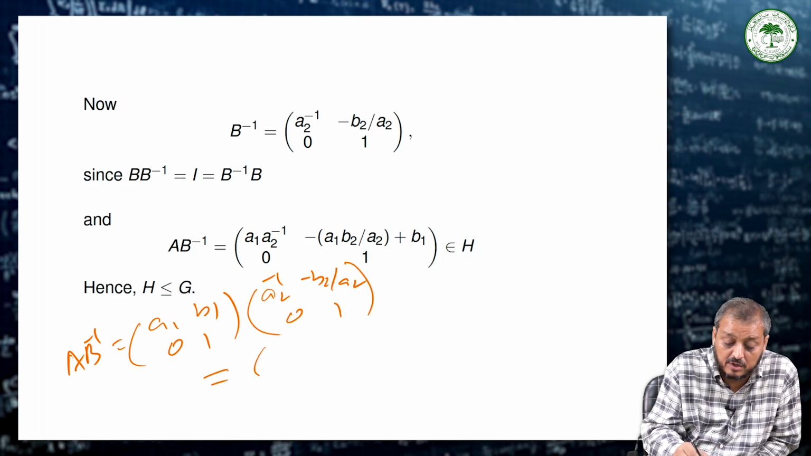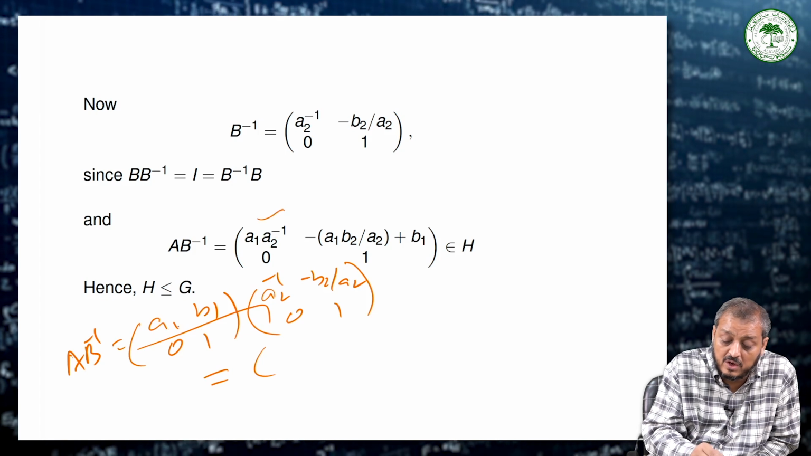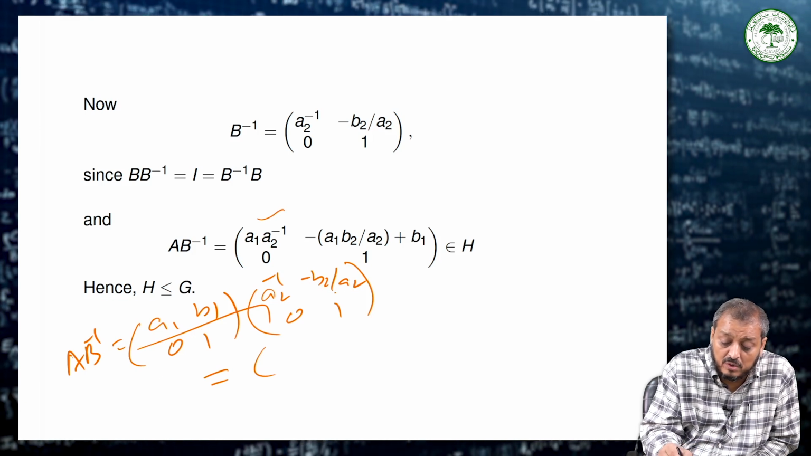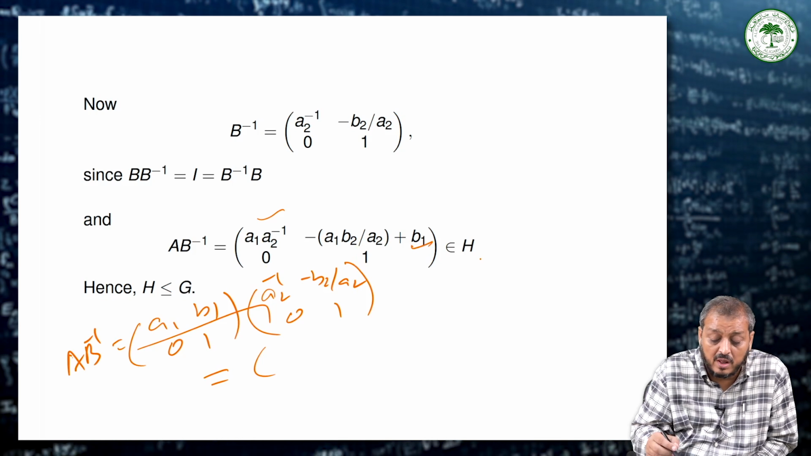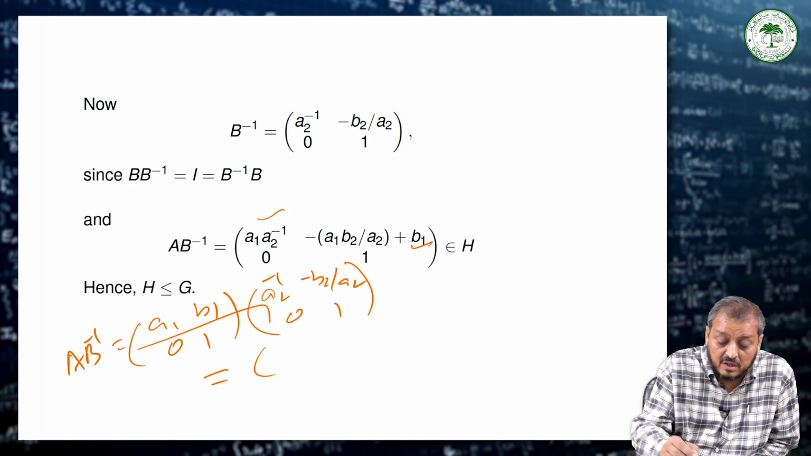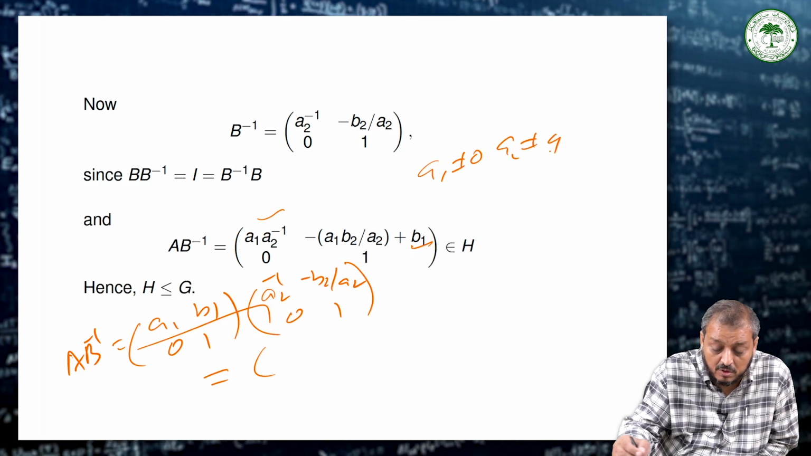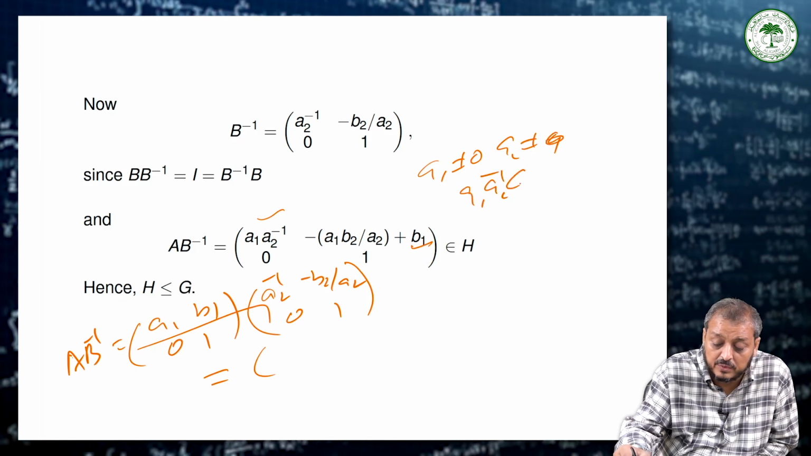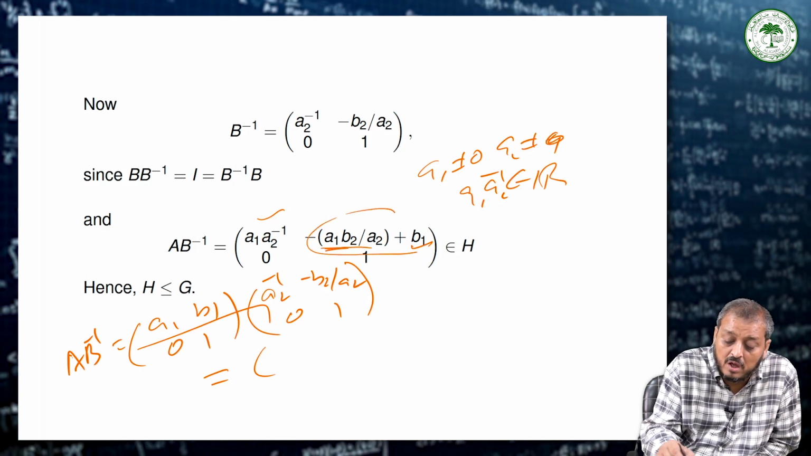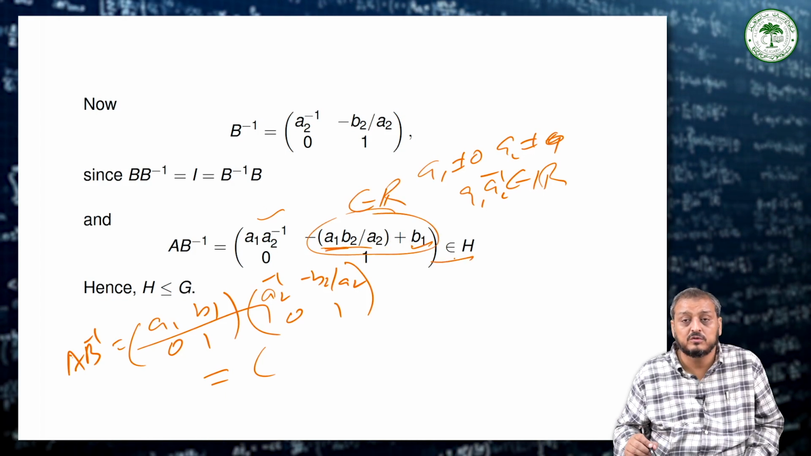Then if you take the product of these, clearly it is equal to this form: A1 A2 inverse, then minus A1 B2 upon A2 plus B1, and 0 and 1. Now clearly you can see that A1 is not equal to 0 and A2 is not equal to 0. So clearly A1 A2 inverse is an element of R, and this is an element of R as well. The matrix of this type also clearly belongs to H.